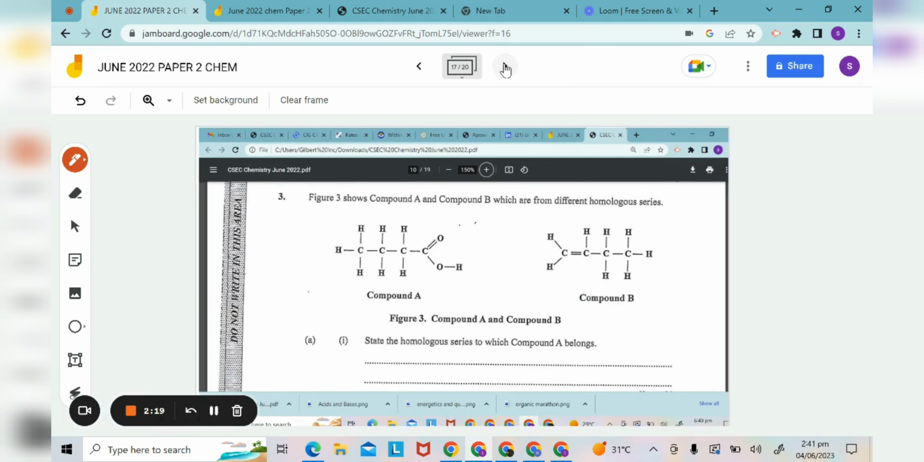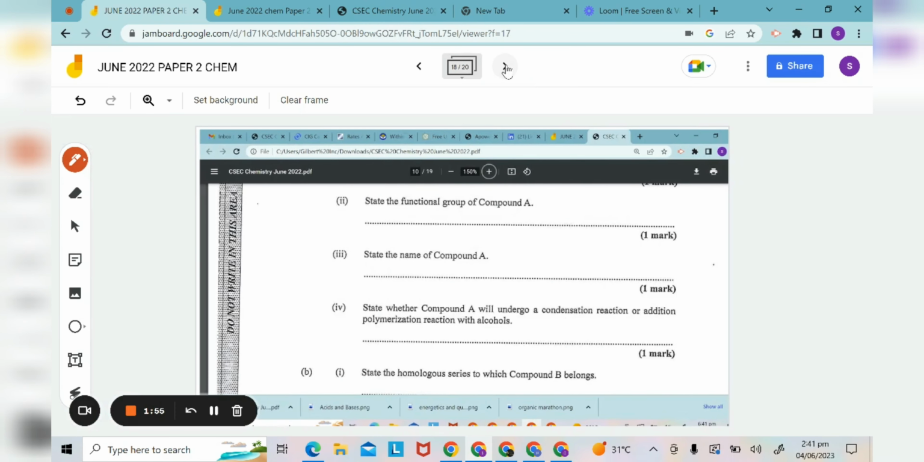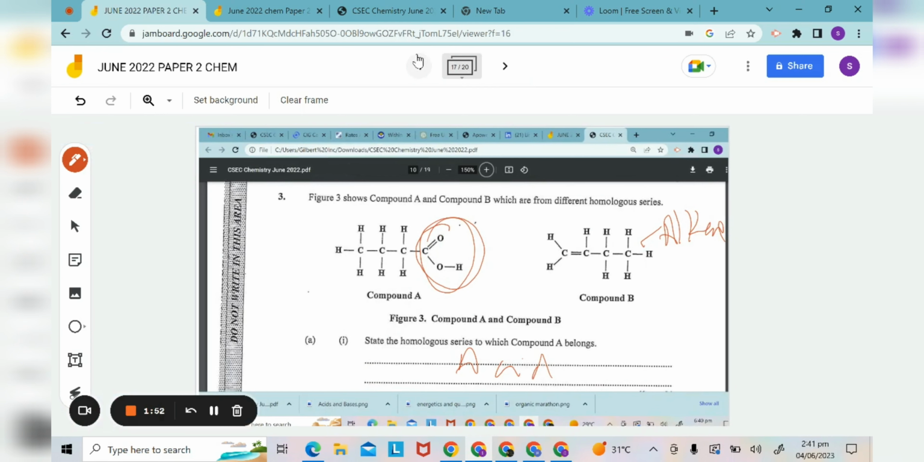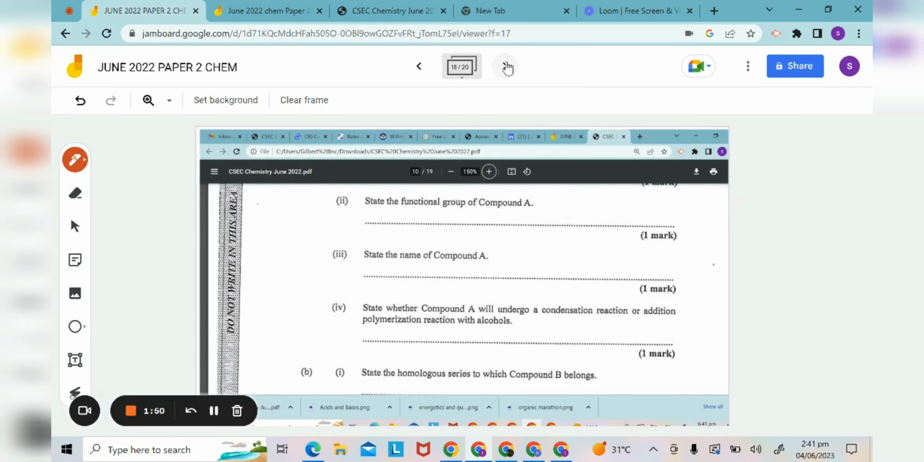So we press on. It says figure 3 shows compounds A and B, which are from different homologous series. State the homologous series to which compound A belongs. So clearly, when we're looking at this functional group right there, that's an acid. And this is, of course, an alkene. And they will ask us about that shortly, I'm sure. So that's an acid. State the functional group of compound A. It's an acid functionality.